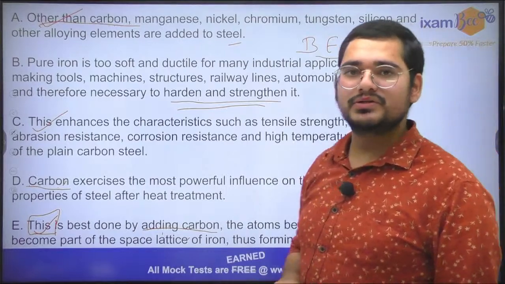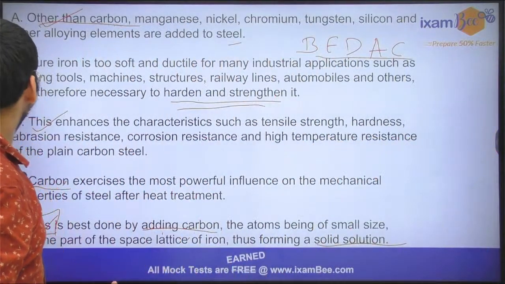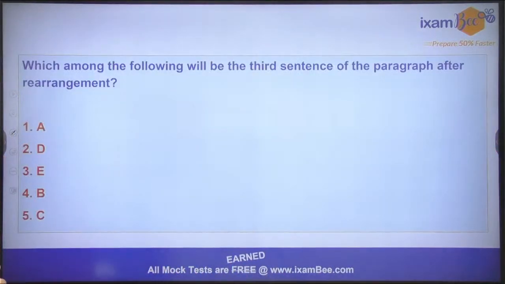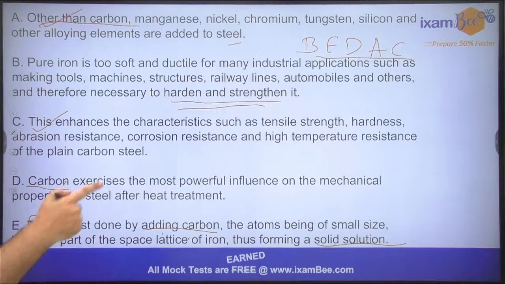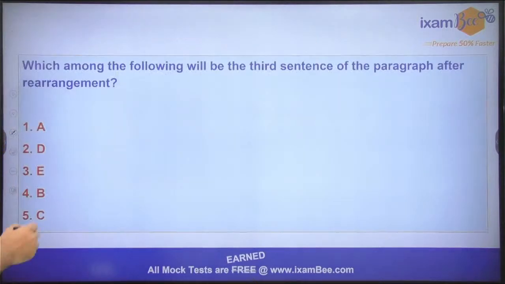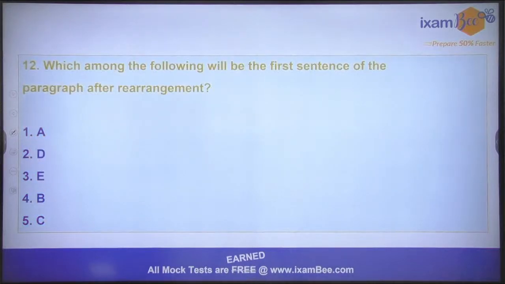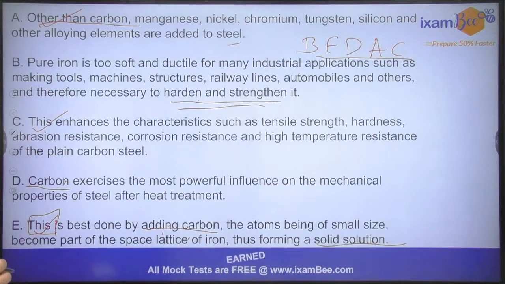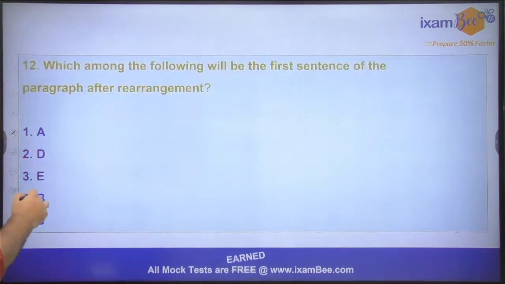Now we do the questions over these. Okay, so let's see what among the following will be the third sentence of the paragraph after the rearrangement. So we need to see the third statement, right? So the third statement is D. So let's check it. Okay, D. Then next, which among the following will be the first sentence of the paragraph after rearrangement? Let's go back. So the first is B. So B.